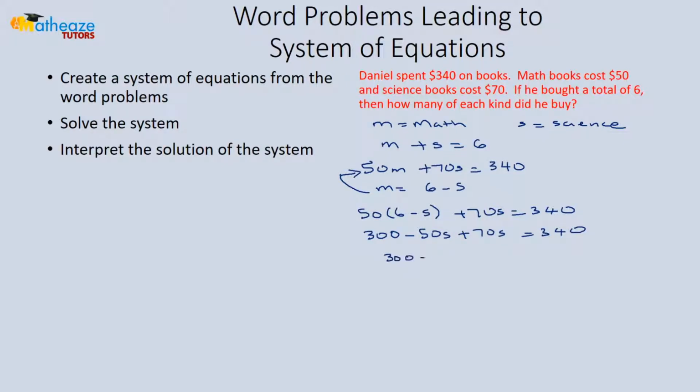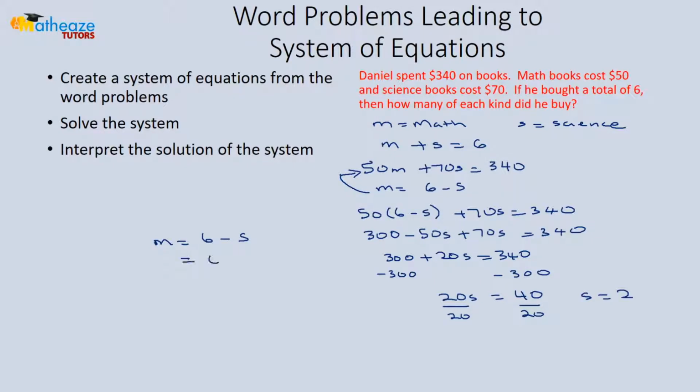So 300 plus 20S equal to 340. We subtract 300 here and we subtract 300 here. So 20S equal to 40. So we divide by 20, divide by 20. So S is 2. So we have 2 science books, but we're also told that M is equal to 6 minus S. So 6 minus 2 gives us 4.